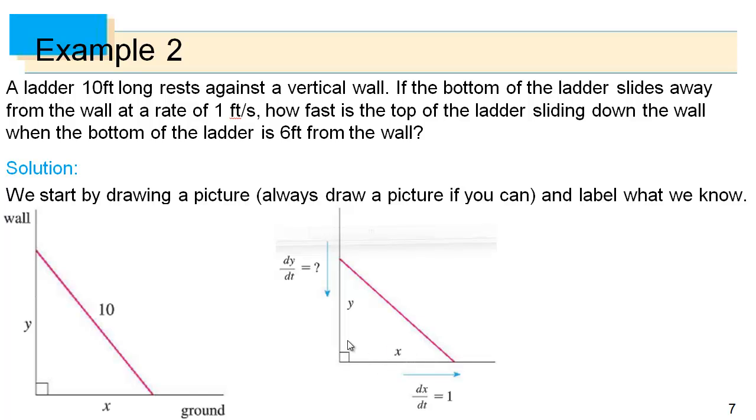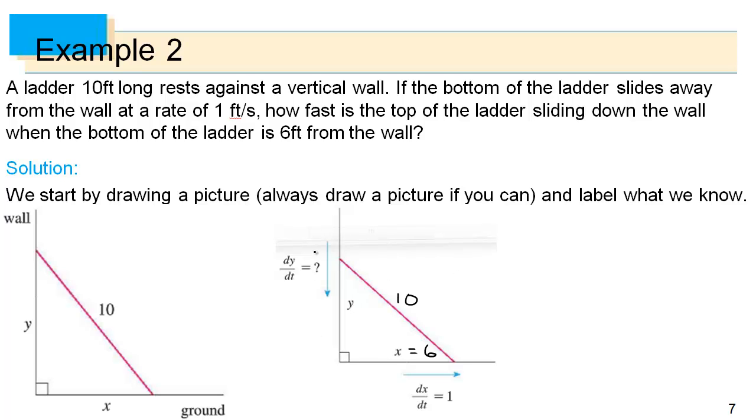We've got an x distance, a y distance. They tell us the rate of change in this direction: dx/dt is 1. We're looking for dy/dt. And then what else do they tell us? Well, they told us when x equals 6, this is still 10.